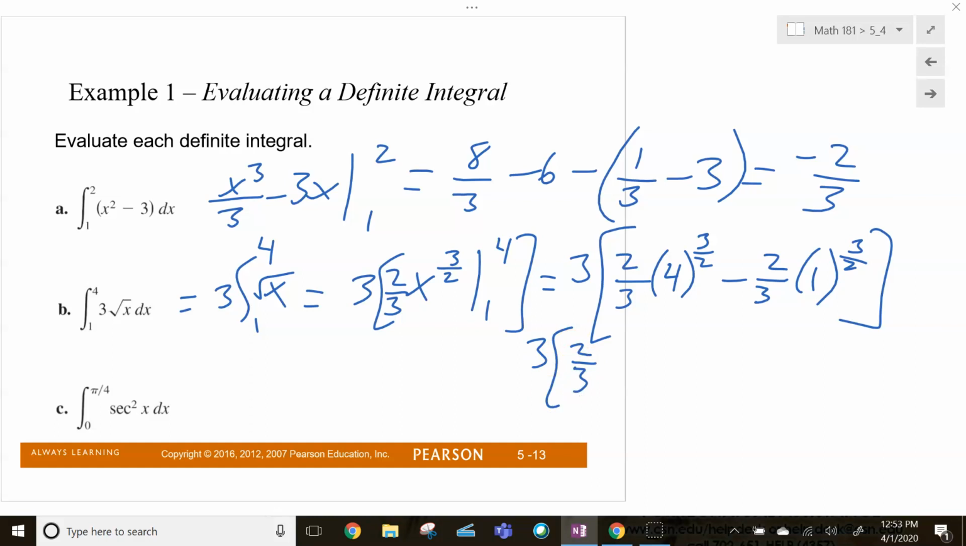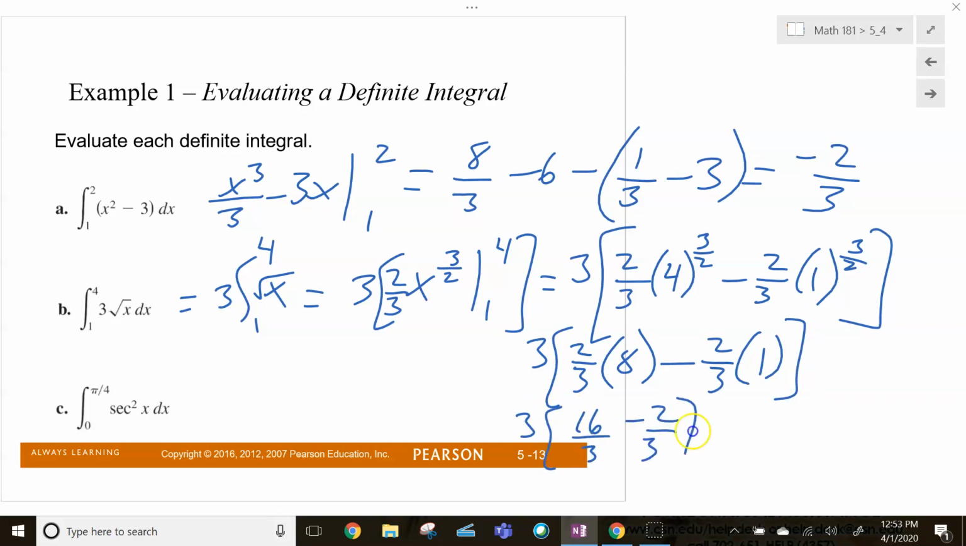So we've got 4 to the 1/2 to the 3rd. In other words, the square root of 4, which is 2. 2 to the 3rd is 8. And then the square root of 1 is 1. 1 to the 3rd, I'm sorry, is 1. We've got 16/3 minus 2/3, which is 14/3 on that.